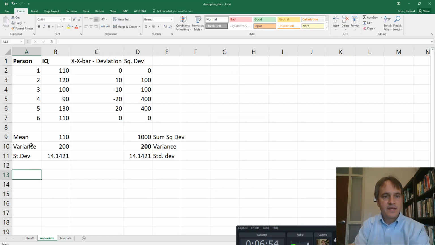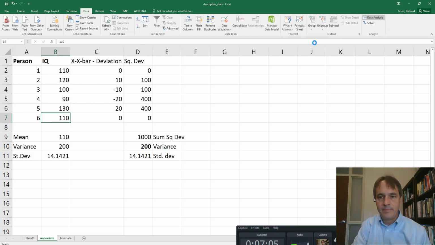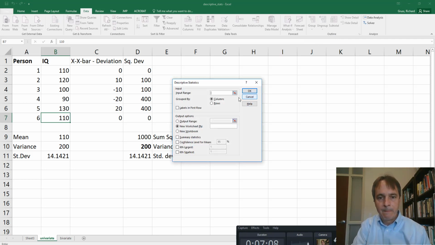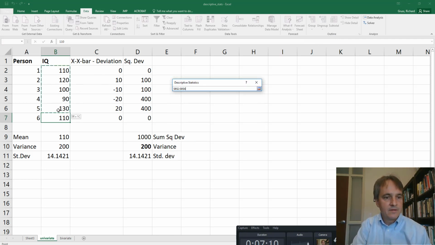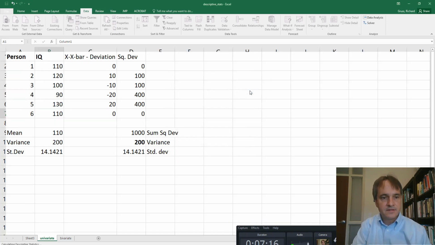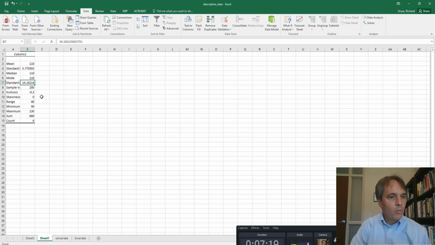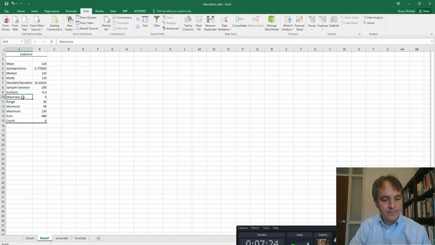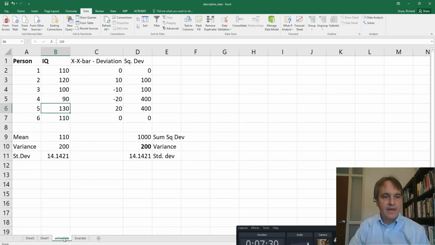If we were to come back here and take a look at the variable that we looked at last time, and come back to our data analysis tab and do our descriptive statistics. Okay, we'll select this range again and do the summary statistics. You see that one of the measures it gives us is skewness. In our case, it just happens to be 0. We just lucked out having a perfectly symmetrical distribution.